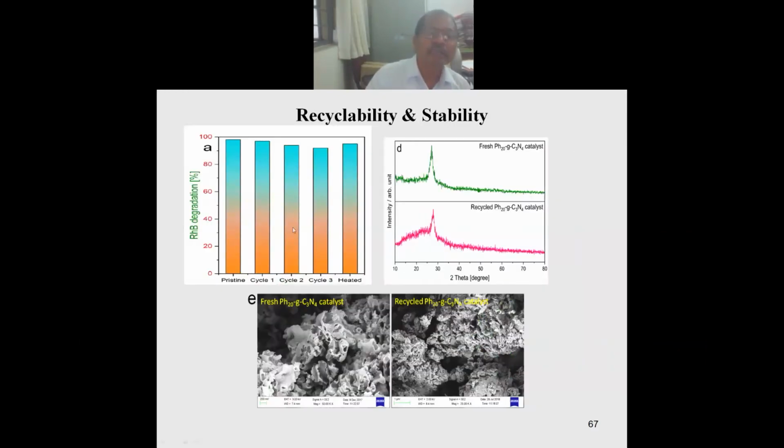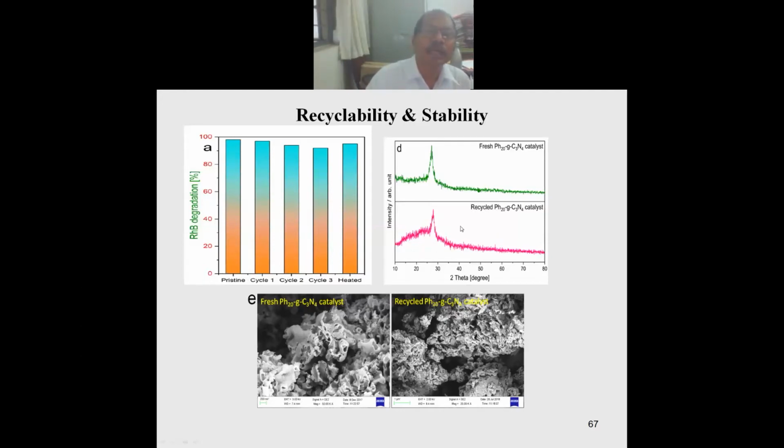This is the recyclability experiment. Repeated cycles were performed and the same catalyst was reused, and there is a marginal decrease in the photoactivity for degradation. Once it is heated at this temperature, the activity reappears. It is coming back, it is the same.